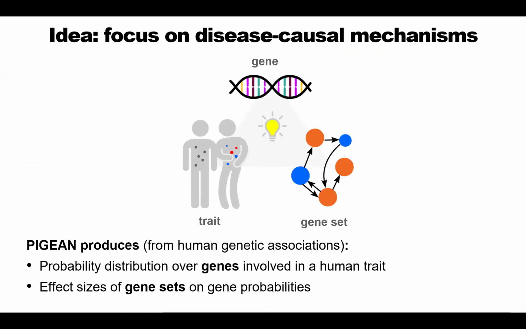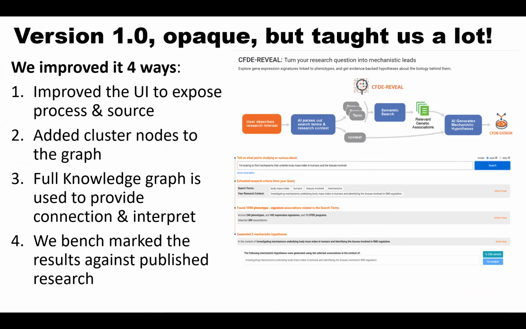So the first idea is to focus on causal mechanisms. But what you'll notice right away is that when we released this, it was very hard for us to say what you can search and what you are getting back. The UI was a little bit difficult: what am I seeing? What am I learning? What's the process? What is the data, and what is the LLM inferencing over? So we really improved the UI to expose process and source.